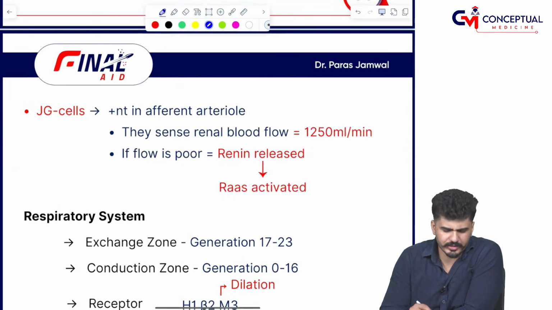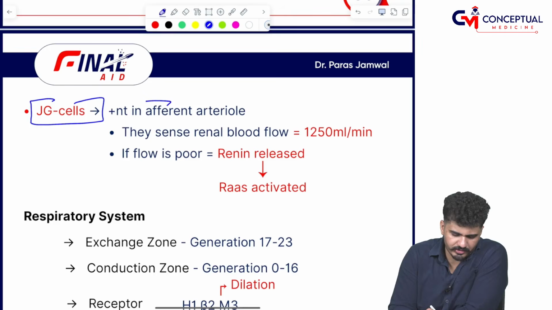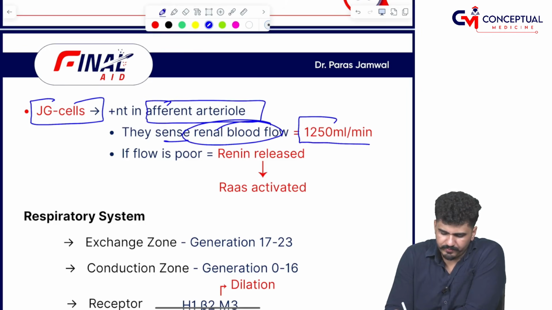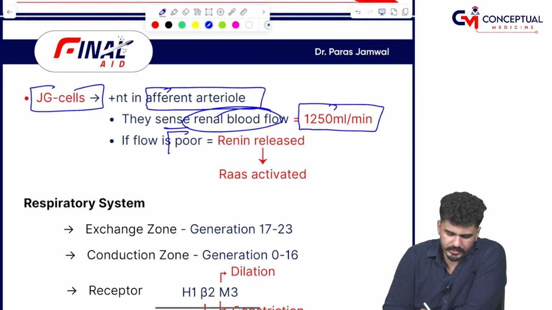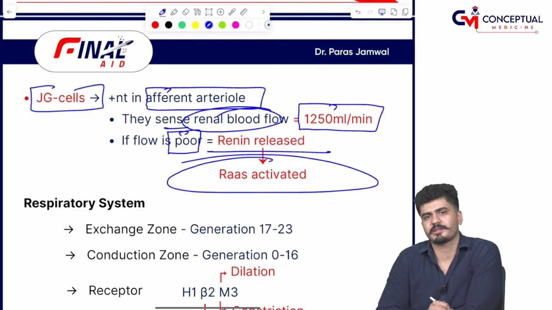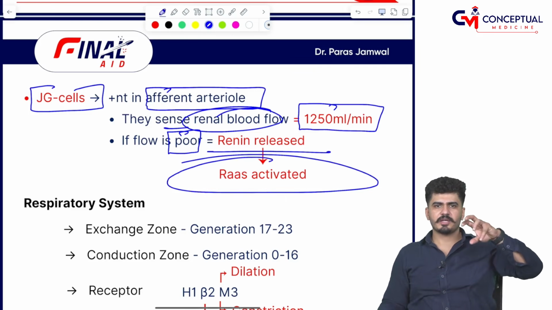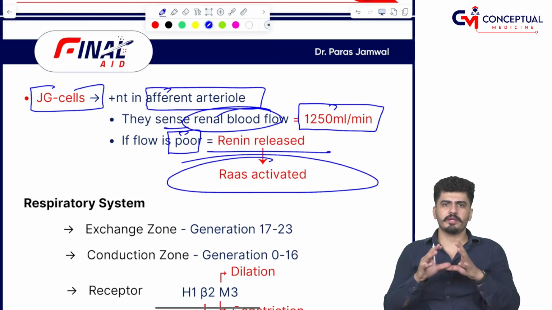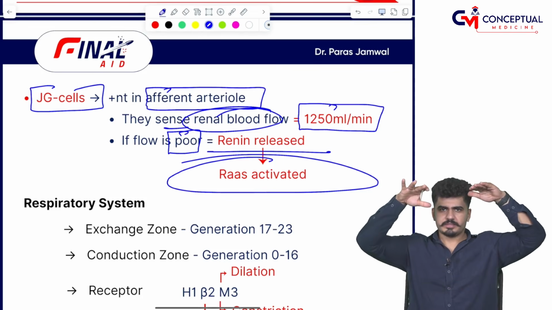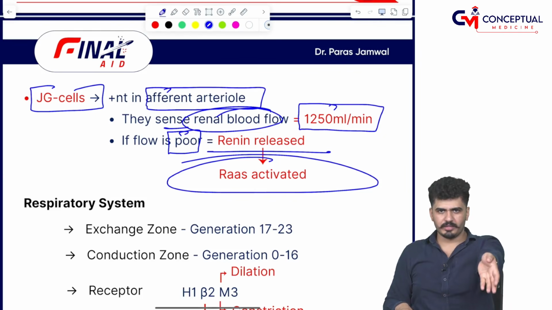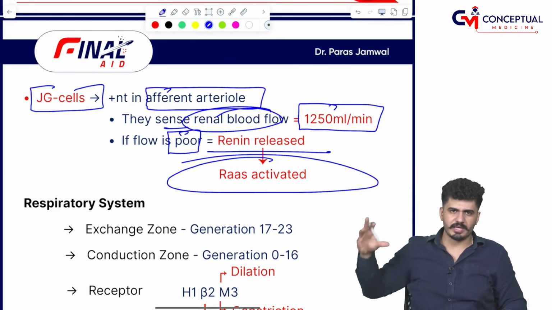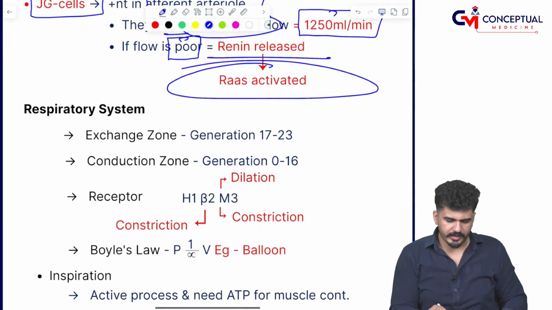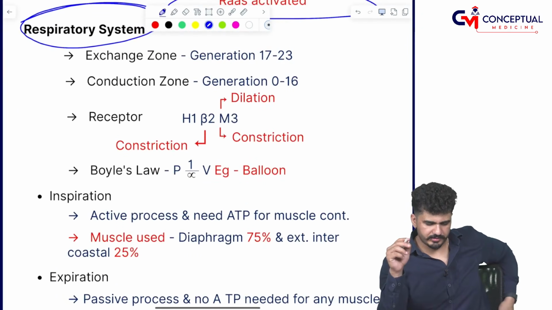Now these juxtaglomerular cells are present on the afferent arterioles as I told you. They sense the renal blood flow, which should be 1250 milliliter per minute. If the flow is poor, renin release होगा, RAS system activate हो जाएगा. The moment renin is coming, the RAS system is activated, in which reabsorption will take place. ठीक है? चलो.